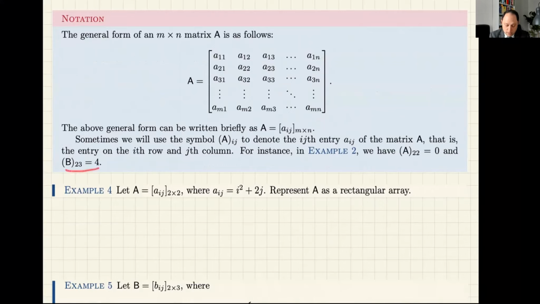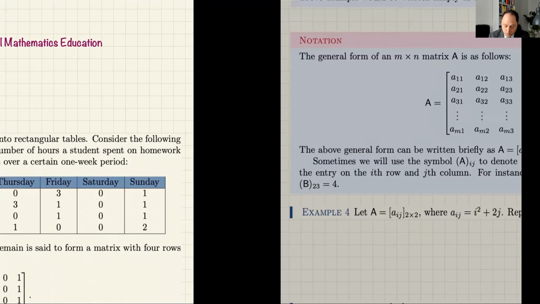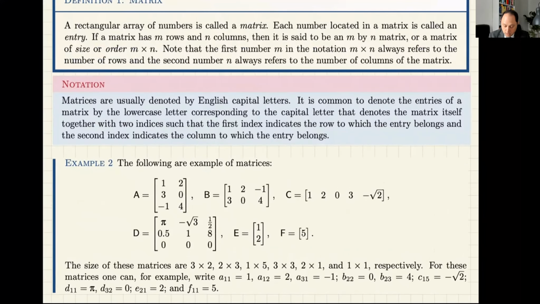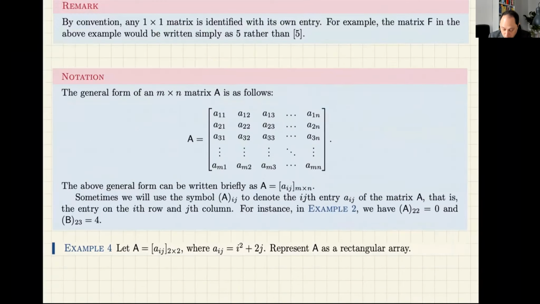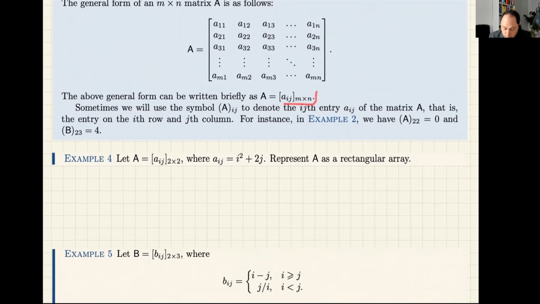And this means that we are interested in matrix B here. The entry is sitting on the second row and third column. So second row, and third column. So that is number 4. As simple as that. But this is very important: whenever I write this, you need to imagine a block like that.